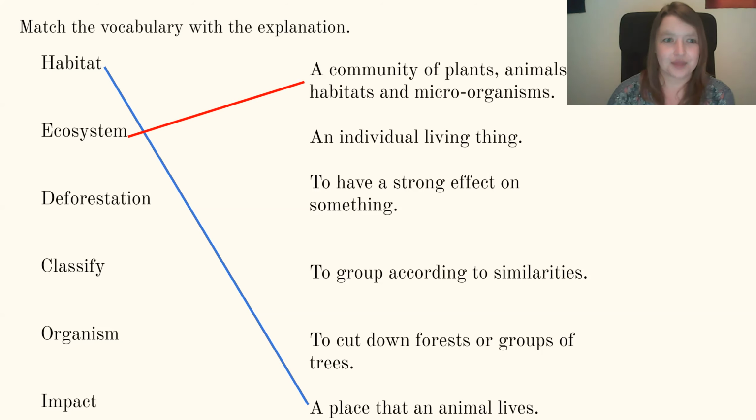Deforestation. Deforestation is when we cut down forest or groups of trees, and we do that to make the land used in a different way. Cutting down trees. Classify, that's when we group things according to similarities. When we talk about classifying, often with biology, we're talking about how we group animals. That can be by diet, it can be by species, but it can also be about their habitats and where they live.